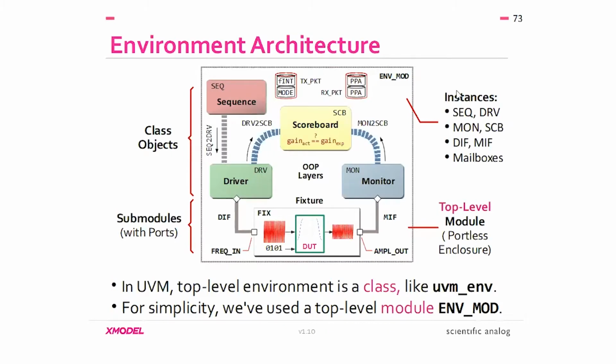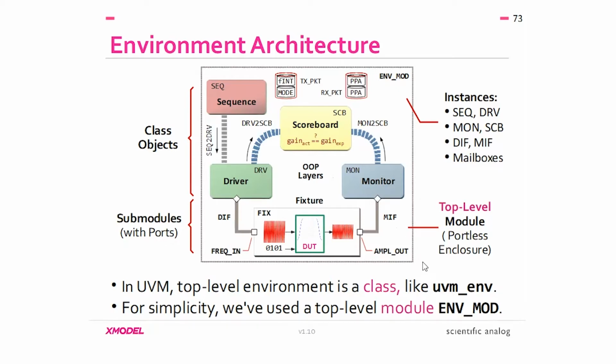Here's our top-level block. For simplicity, we made it a simple module, a portless module called envmod. And as the name implies, it sets up the environment surrounding the DUT, all the components needed to fully test the bandpass filter. At the higher levels, it constructs objects like driver, monitor, and scoreboard, as well as the mailboxes connecting them. At lower levels, it instantiates the interface buses and the fixture, which in turn contains the DUT. This top-level module also generates the packet clock waveform and an asynchronous active high reset pulse.